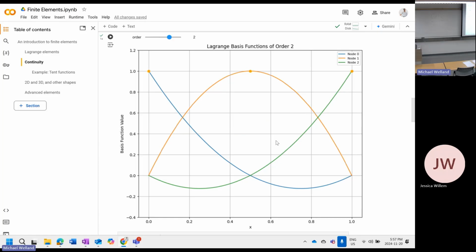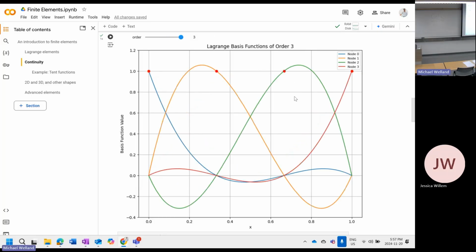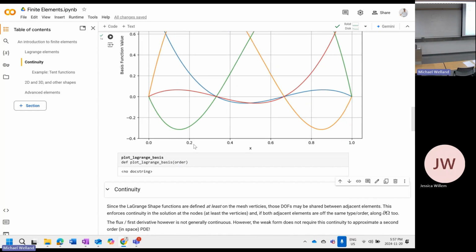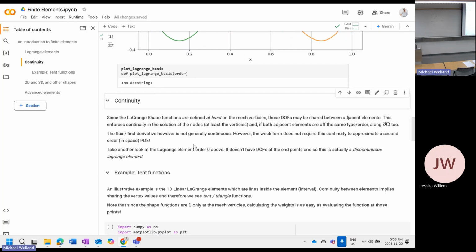Here's where it gets a bit more interesting. Note that every single function here is only 1 at its own node. 0, 0, 1, 0, 0, 1, 0, 0. It gets messier. Doesn't matter. 1, 0, 0, 0, 1, 0, 0, 0, right? Same thing for all of those. What that means is that it's very efficient to put in.